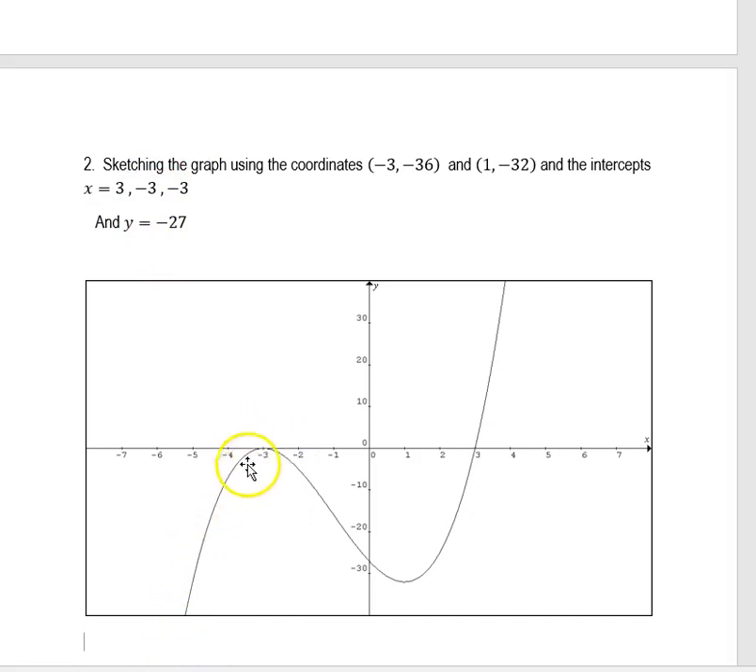So when you go up, you go to your first intercept, which is also your turning point. And then this is my second intercept. After leaving there, I come down. Where am I going to? I'm going to your y-intercept. The y-intercept is minus 27, so it's somewhere between minus 20 and minus 30. So you go there, and this is the second turning point, which is 1 and minus 32. Then you go up to cut the last intercept, which is 3, and then you can extend it. So that's the graph. That is how to draw your cubic graphs.